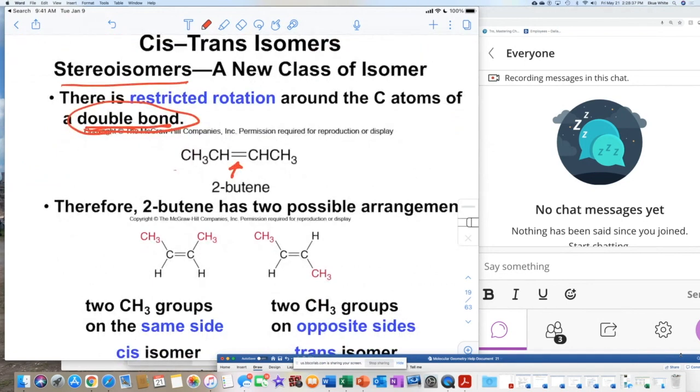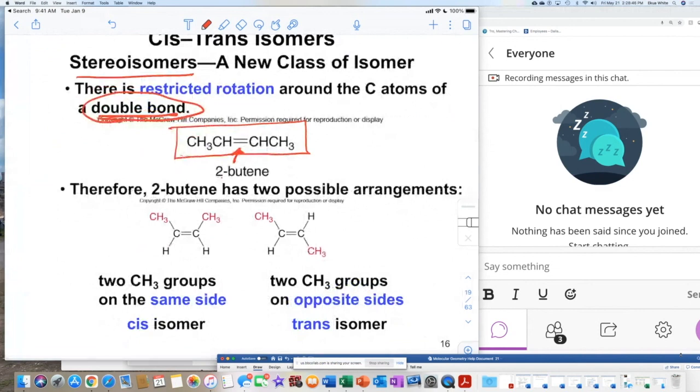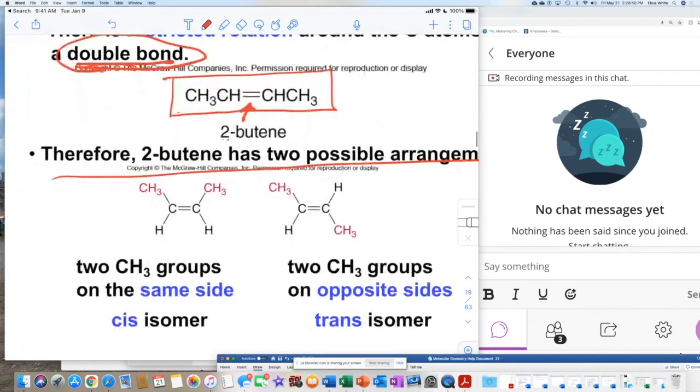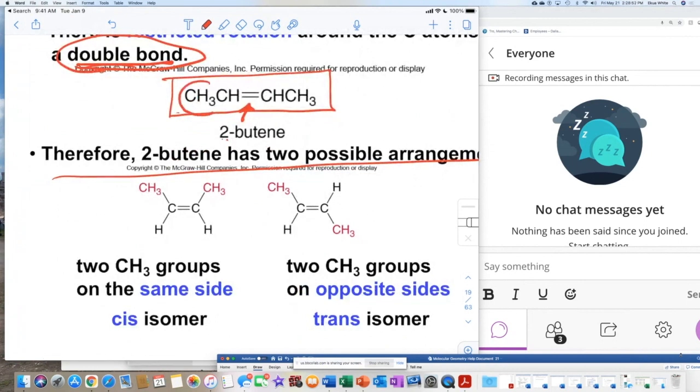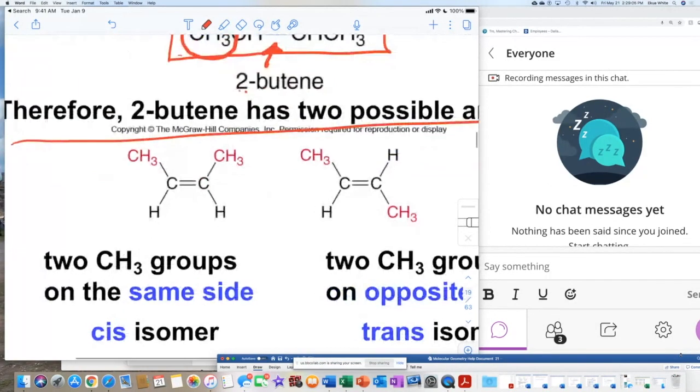So for example, if you draw the regular condensed structure of 2-butene, this is what it looks like. But in reality, the 2-butene has two possible arrangements. These arrangements can have the CH3. So all this action is taking place around that carbon-carbon double bond. This is where we see the cis and the trans formation right here. So let me highlight that because we're focusing on this.